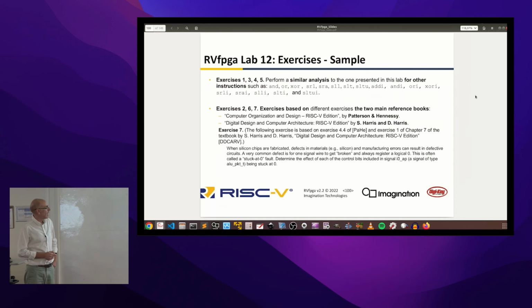We ask students to analyze other arithmetic logic instructions, such as these listed here, in a similar way to what we've done with the add instruction. We also include some exercises which are taken from the basic textbooks from Patterson and Hennessy and Harris and Harris. These are exercises proposed for their processor. They use a 5-stage pipeline processor, and they include some exercises analyzing different features of that processor. So we adapt those to the SweRV EH1.